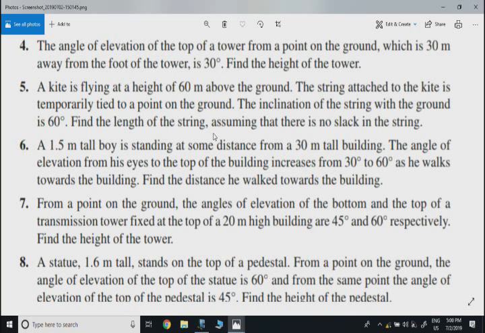CC boards. Carefully, CC board, carefully. It's not the correct answer.